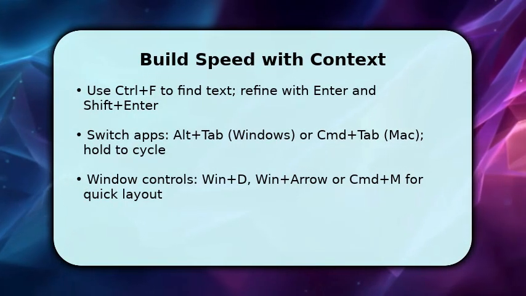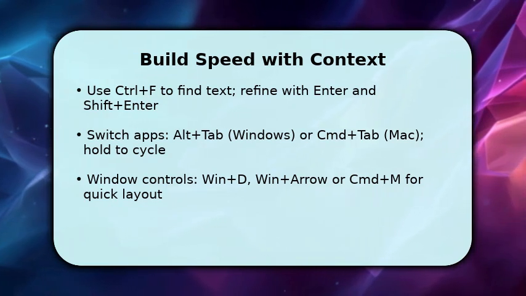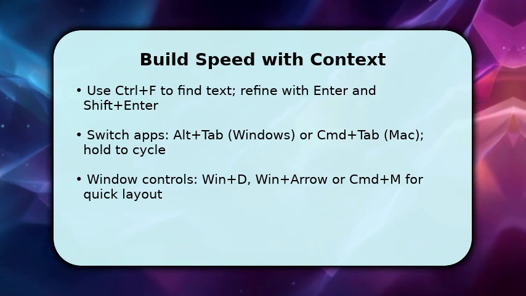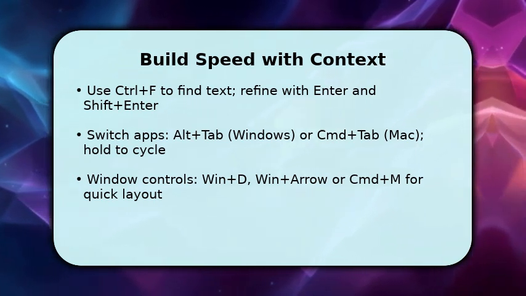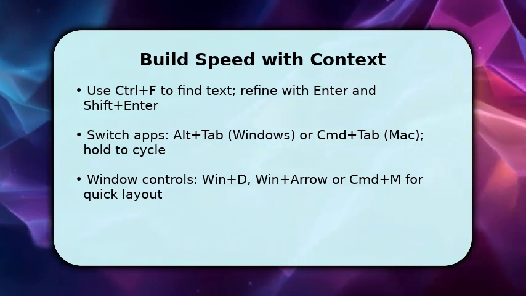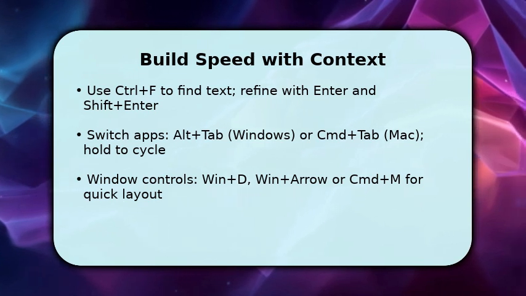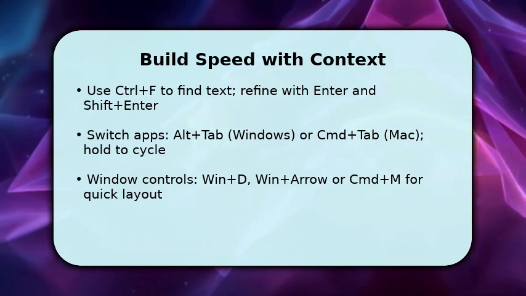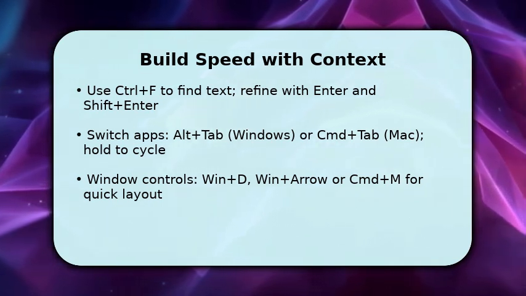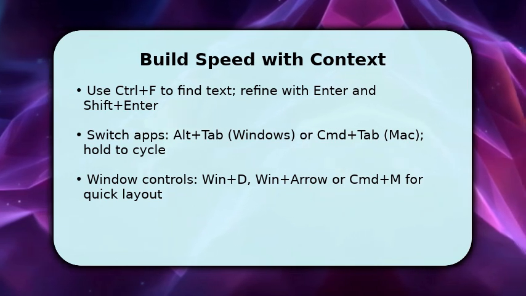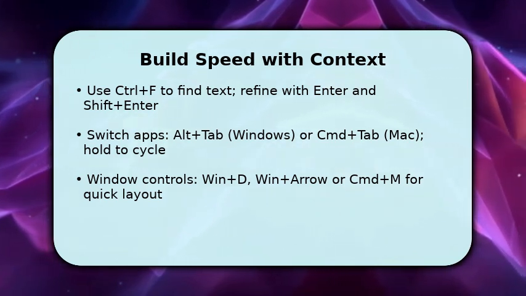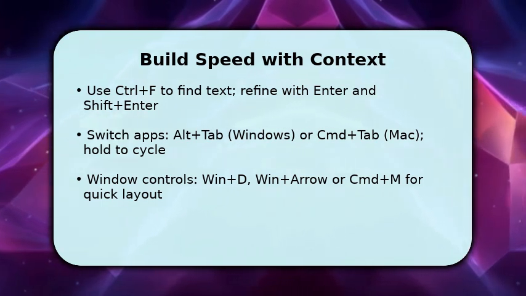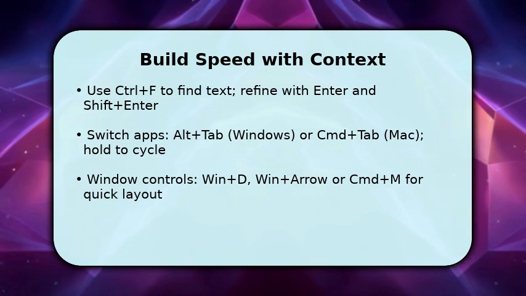Once you've mastered the basics, expand into navigation and multitasking to save real time. You'll use Control plus F to locate text quickly, press Enter or Shift plus Enter to move through results. Then practice switching between apps, Alt plus Tab on Windows or CMD plus Tab on Mac, and hold the keys to preview windows, which is faster than clicking. Also learn simple window management, Win plus D or Win plus arrow keys on Windows, and CMD plus M on Mac, because arranging screens matters for productive shortcuts.